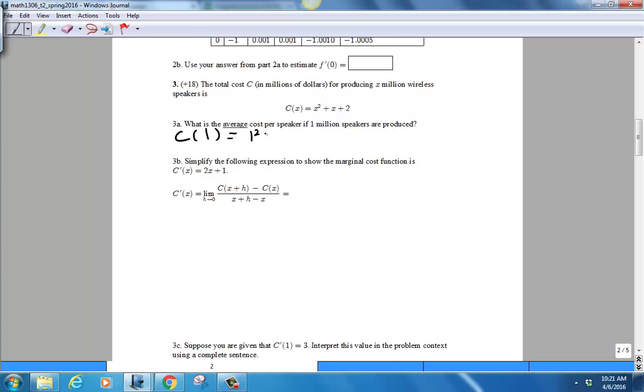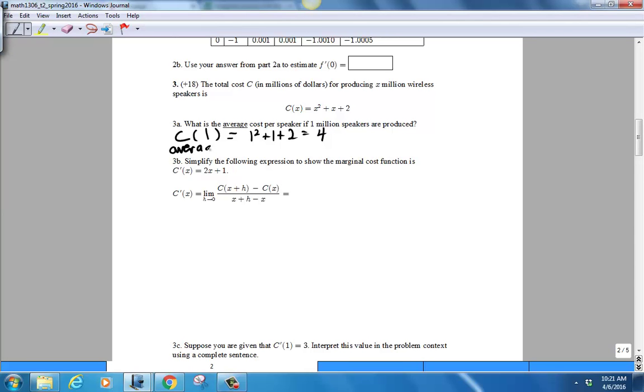You're just going to have 1 squared plus 1 plus 2, and that comes out to be 4. So what that tells us is that when we're making 1 million of these speakers, the total cost is going to be $4 million. That's the total cost, but that's not what we're asked for here. We're asked for the average cost per speaker.